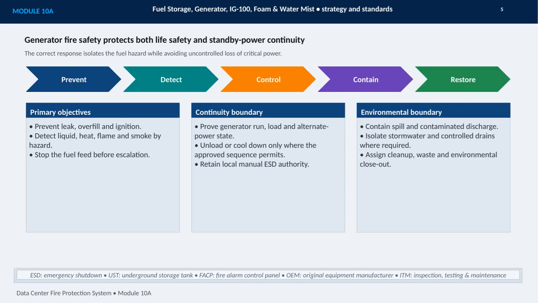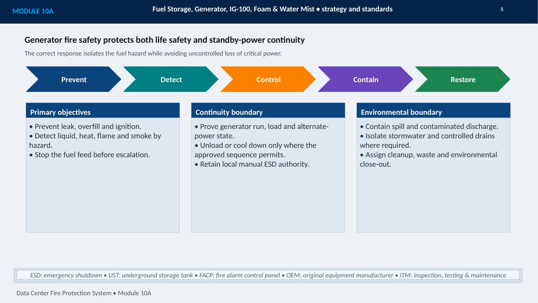This module focuses on the fire safety strategy for fuel storage, generators, IG-100 systems, foam, and water mist. The central idea is that generator protection has two goals at once: protect people from a developing fire and preserve standby power capability when the facility needs it most. The correct response isolates the fuel hazard without creating an uncontrolled loss of critical power. The response sequence moves from prevention to detection, control, containment, and finally restoration.